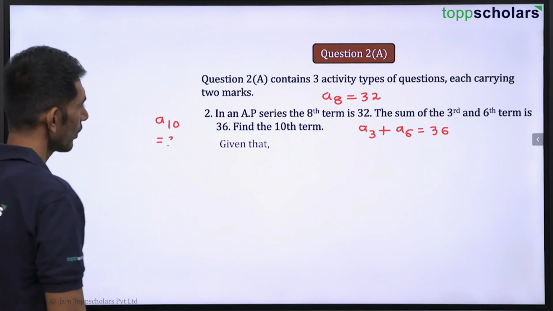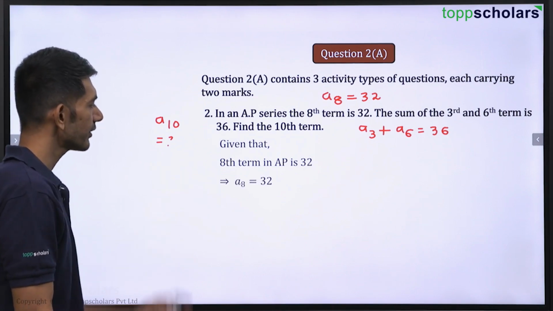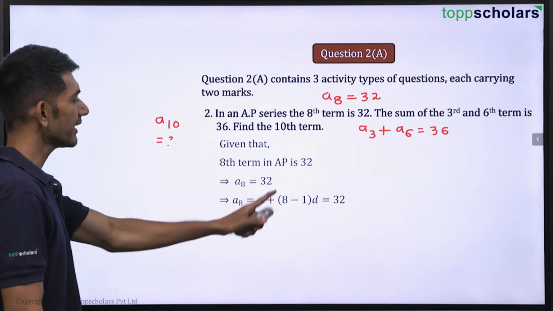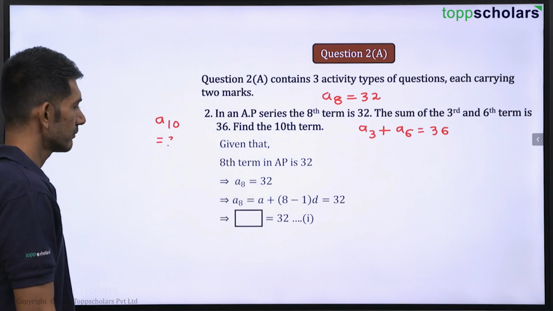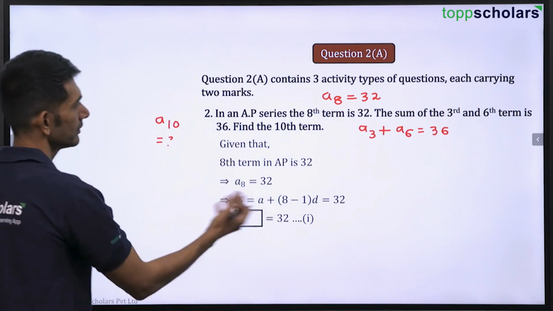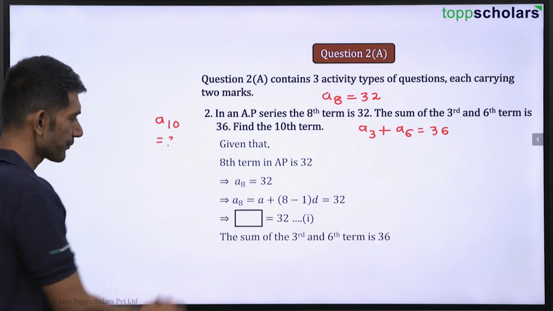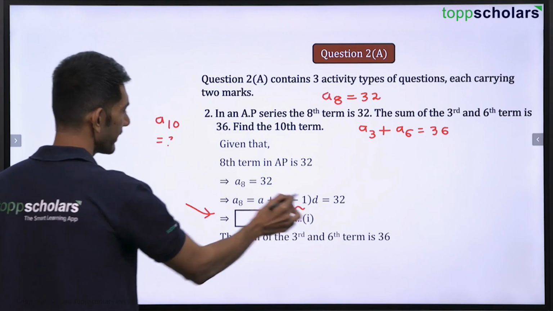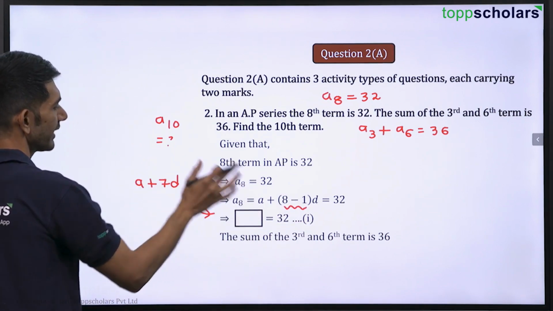Okay. So what is given? It is given that 8th term is 32. A8 is 32. So A8 is equal to what? A plus 8 minus 1 into D. That is A plus 7D. Okay, so this is an activity based question. So this becomes A plus 7D, right? I'm writing it here because this is A and this is 8 minus 1. So A plus 7D goes inside this box.